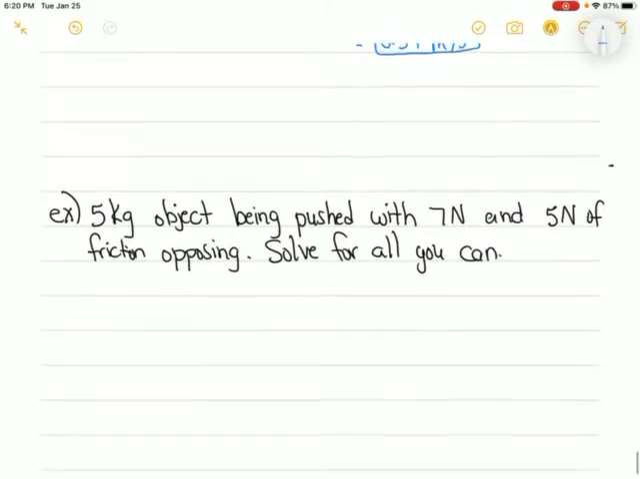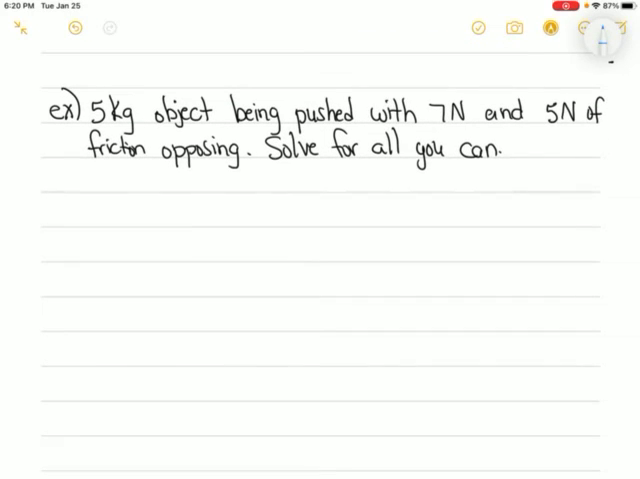Let's look at one more together. Let's say I have a 5 kilogram object being pushed with 7 newtons and 5 newtons of friction opposing. Solve for all that I can. First thing I'm going to do, because that helps me out, because I'm going to look up and down and left and right, is draw my free body diagram. I have 7 newtons right here acting upon it with 5 newtons opposing. I know that it's sitting on something, so that's going to give me the normal force. And then I have gravity. Notice how those arrows are the same length because they are opposing forces.